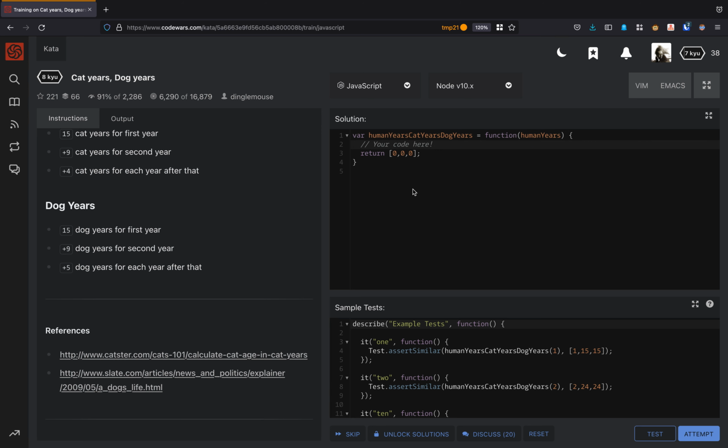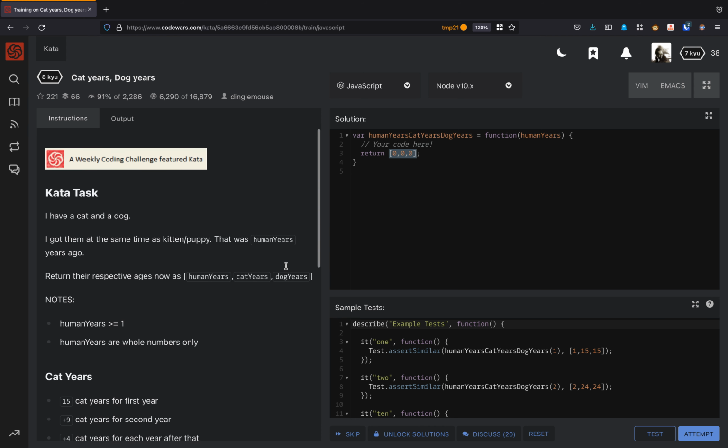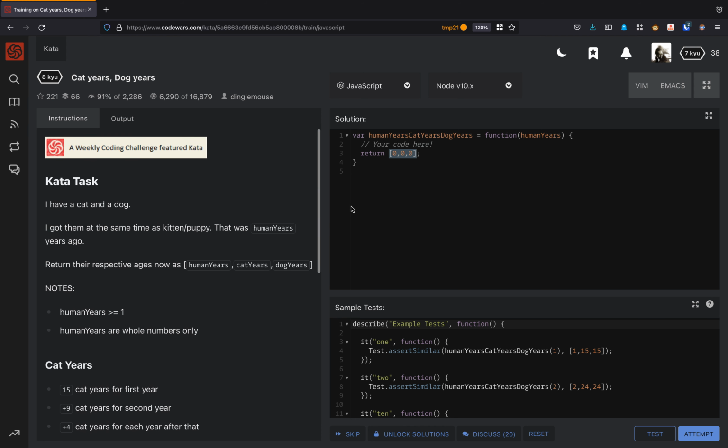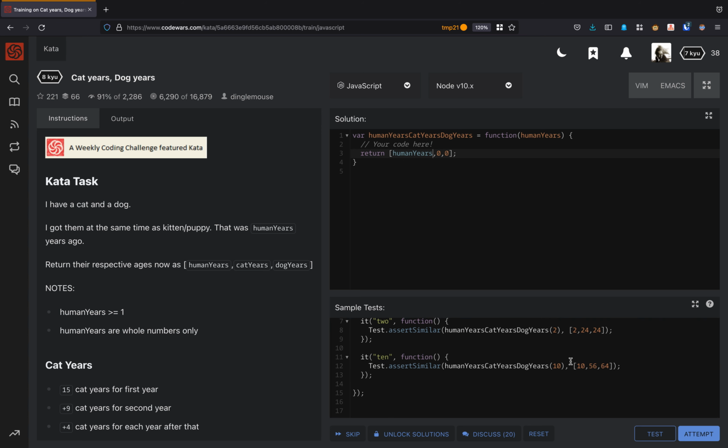So we should be returning a tuple of 3 values. And the first would be the human years. Well, that's easy to implement. We'll just return the human years here. So if we pass in 1, we'll get 1. If we pass in 10, we get 10, right?